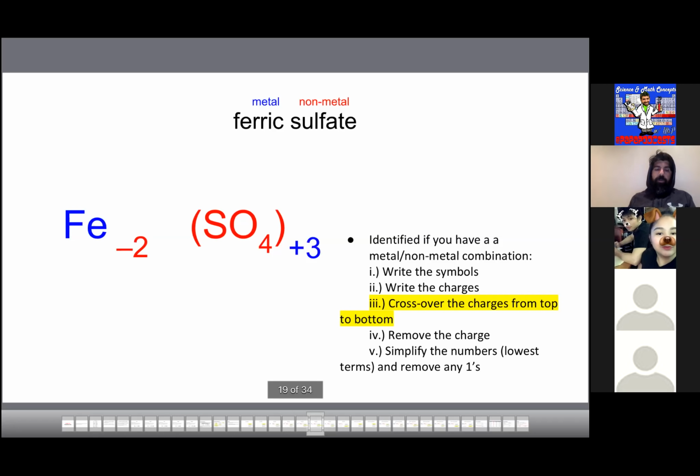Let's look at that. So when we bring that over, we don't want those numbers to mix up. So we want to separate them. Remember, one of the steps in the crossover rule is to simplify the numbers and remove any ones. When we simplify, we do not touch the polyatomic. The polyatomic is as is. The only thing we simplify, to lowest terms, is the numbers that we've crossed over.